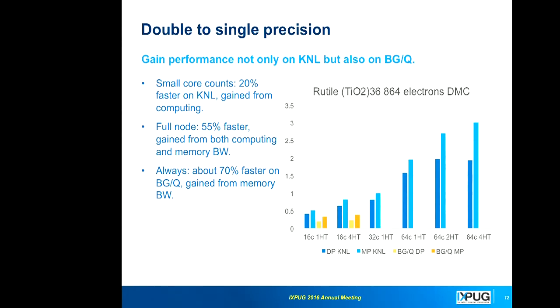Surprisingly, we found that even on BGQ, because in the past there was no single precision floating point unit, we were not so motivated to use mixed precision. But actually, we found that we gain about 70%, which is huge. I think it's mainly from the memory bandwidth. Since we will have the machine for a while, we simultaneously get benefit even on our old systems.